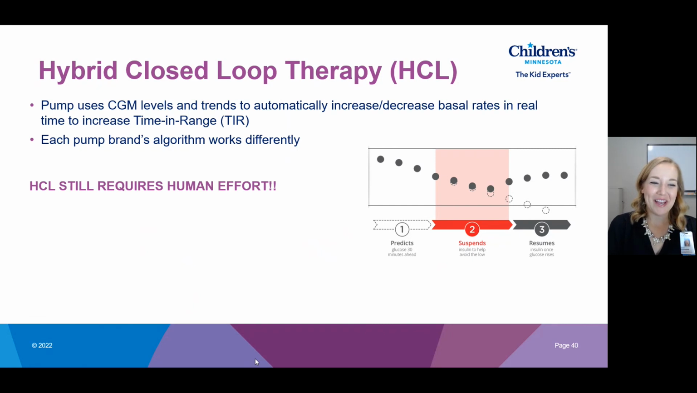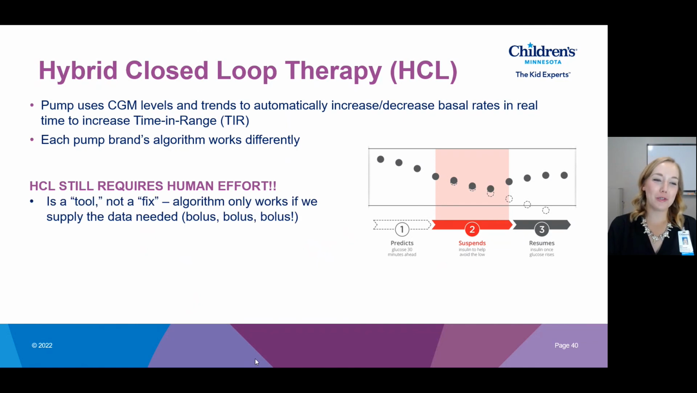So as I was saying, hybrid closed loop still requires human effort. It's not doing everything for you. Hybrid closed loop is a tool. It's not a fix. The algorithm only works when we're giving it information, which is bolus, bolus, bolus. You need to give it your carb count and your blood sugar. Otherwise, it's just going to go haywire in the background. The algorithms work in a very A plus B equals C way. And so it's simply going based off of the data that you're giving it.